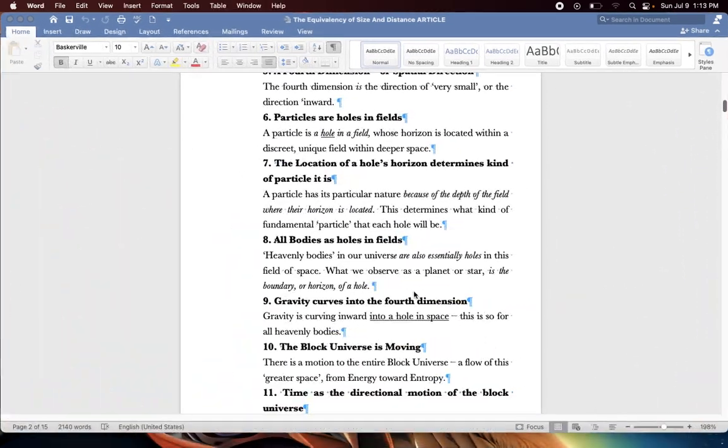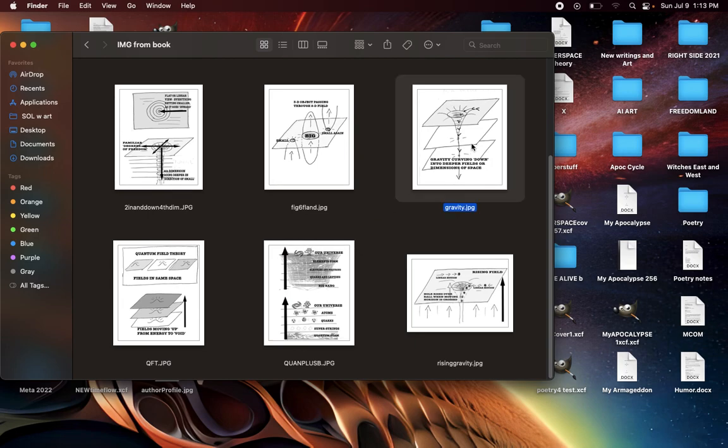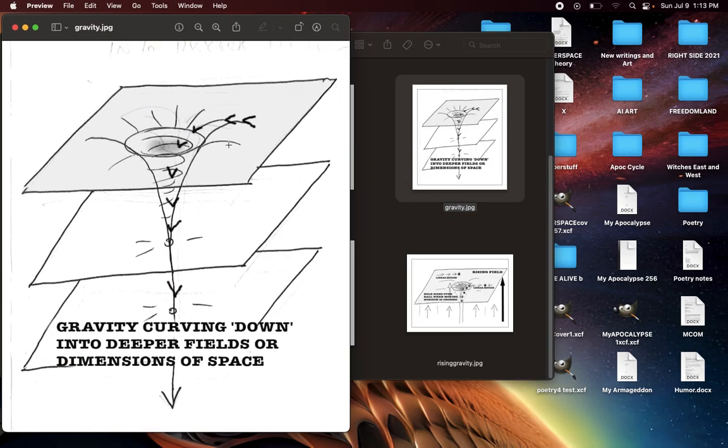Okay, so when we look at quantum particles as having their nature determined by the depth of the field where they're located, we look at them as holes because, by their nature, the direction inward is a direction that's infinite. So if you could think of this as a particle, and the direction inward is infinite, that would make this a hole, like a black hole.